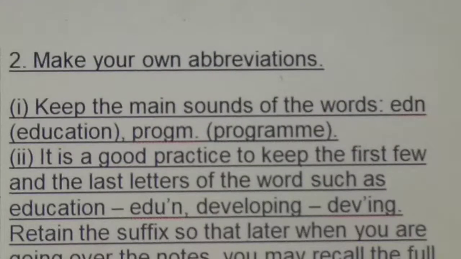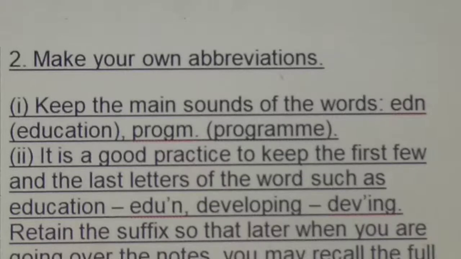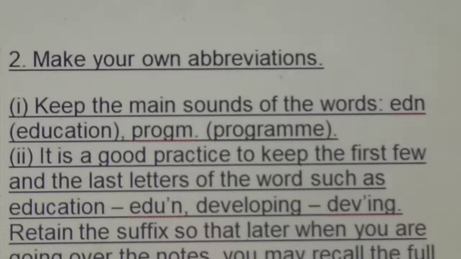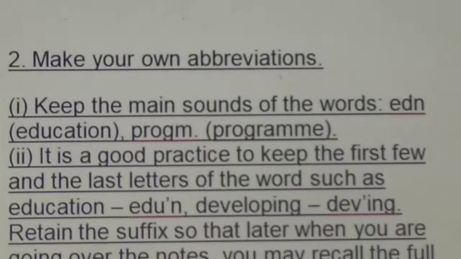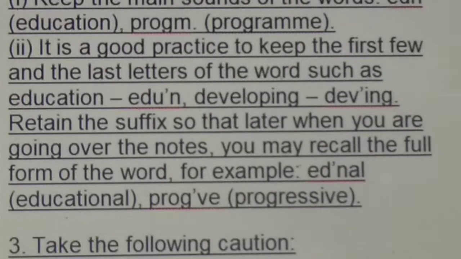Keep the main sounds of the words. Education, you can write as EDN. Program, PROGM. It is a good practice to keep the first few and the last letters of the word, such as education. See, developing, retain the suffix so that later when you are going over the notes, you will recall the full form of the word. For example, educational, progressive. See how it is abbreviated, children?